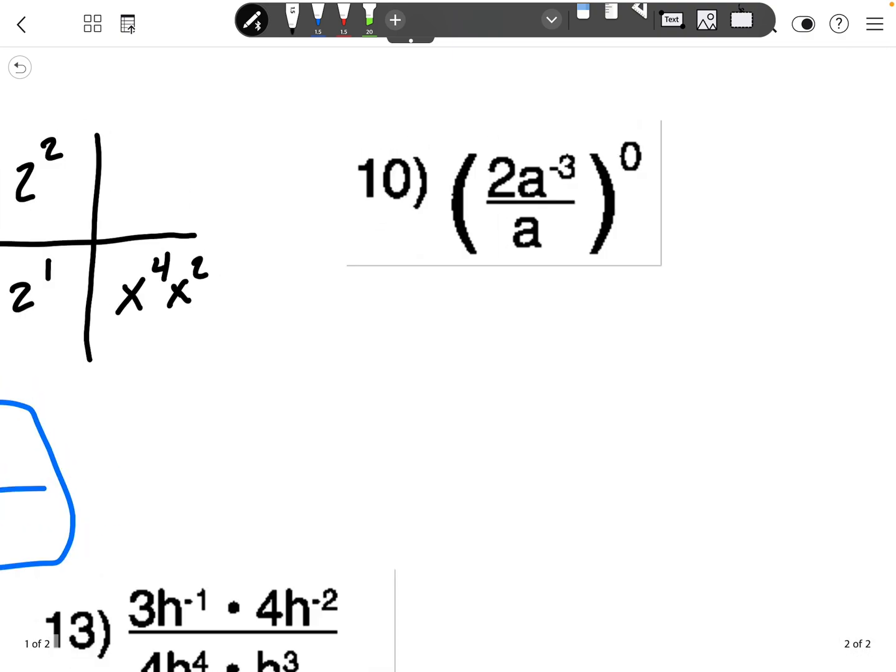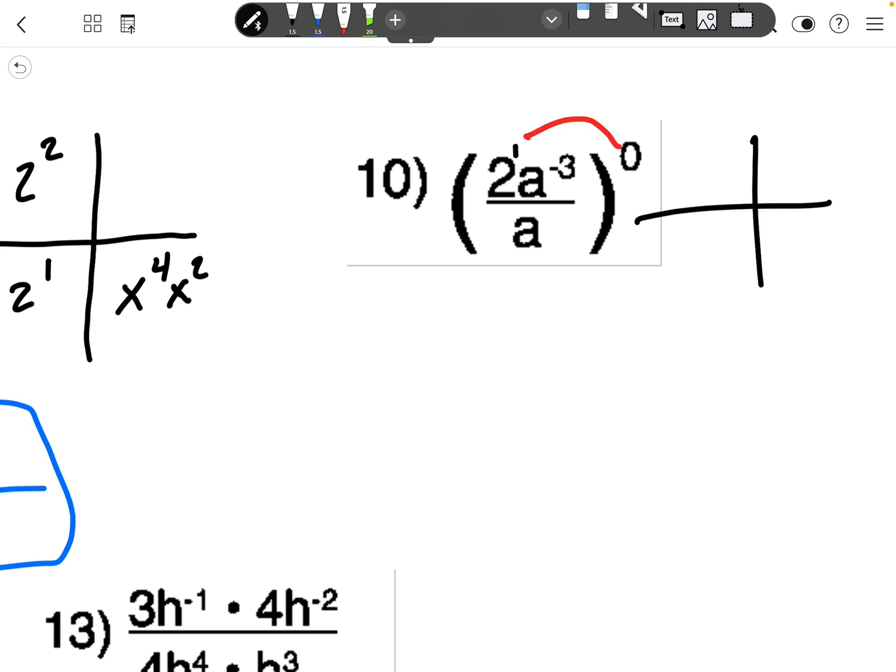Number 10, my whole problem is to the 0 power. Anything to the 0 power isn't there, so really I have nothing in my chart, and if there's nothing, it's kind of weird, but my answer is always 1. So if there's nothing on top, my answer is 1. On this, I have nothing on the top, nothing on the bottom. So there's nothing. So we do 1 times 0.